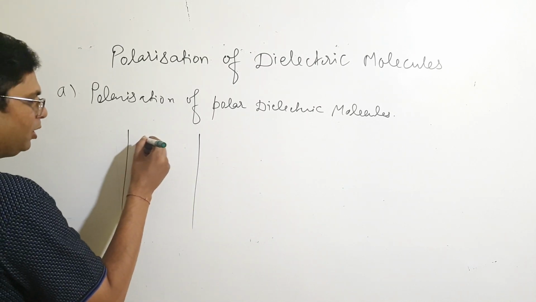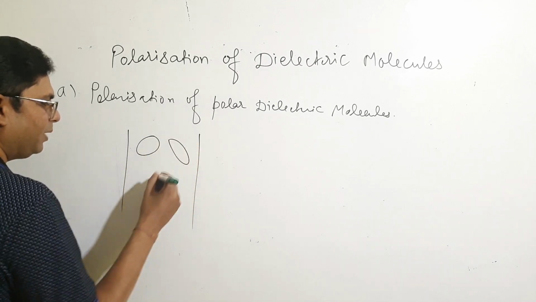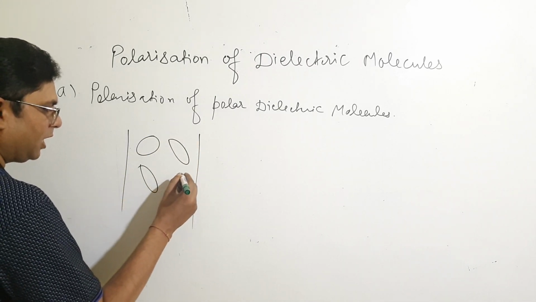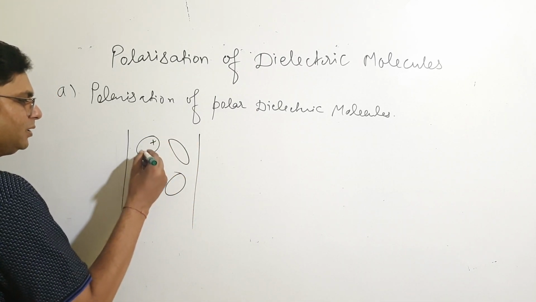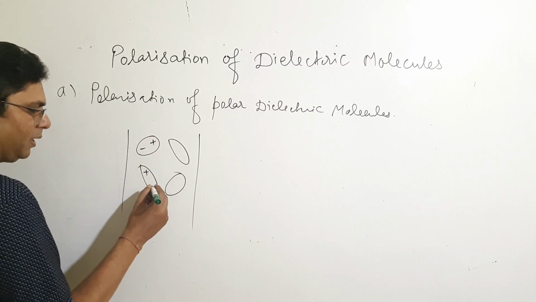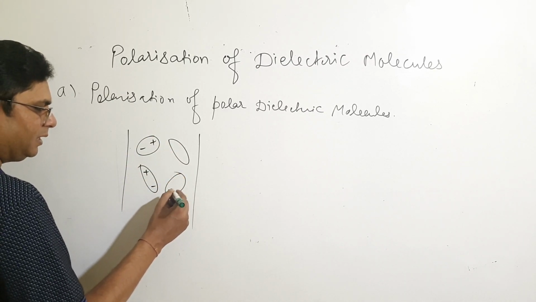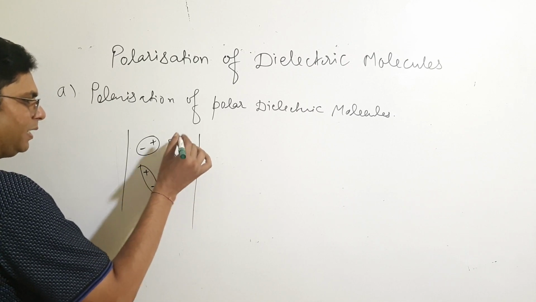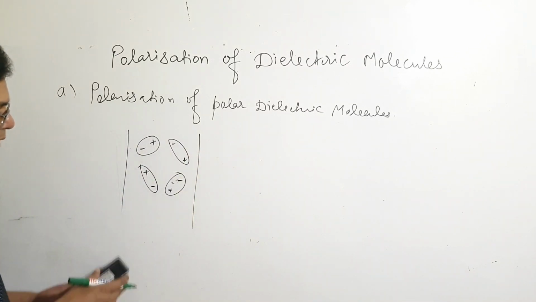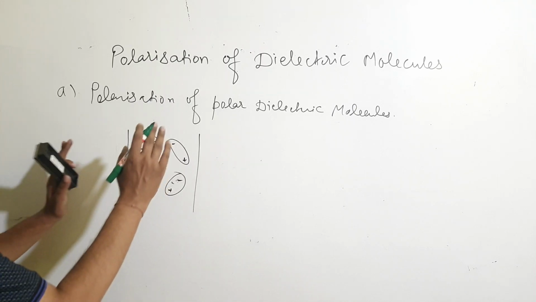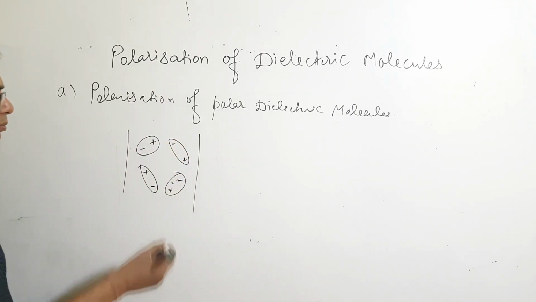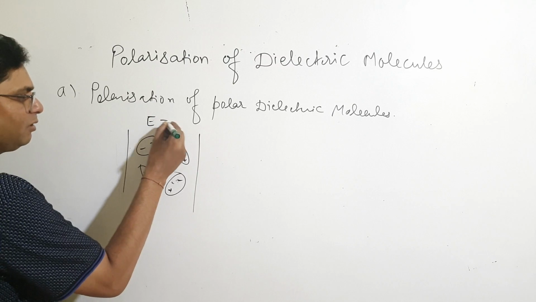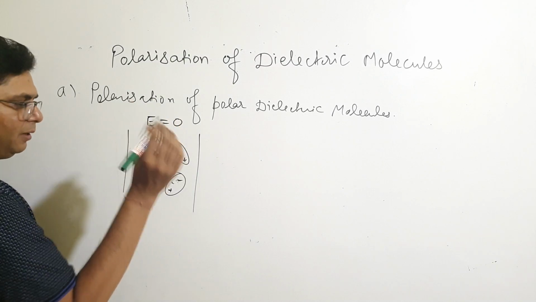Polar dielectric molecules have plus and minus charges. So here we have plus charge, here we have minus charge, here plus, here minus, here plus, here minus, here plus, here minus charge. So this is polar dielectric molecules and there is no electric field. This means that electric field E is equal to 0, no electric field.